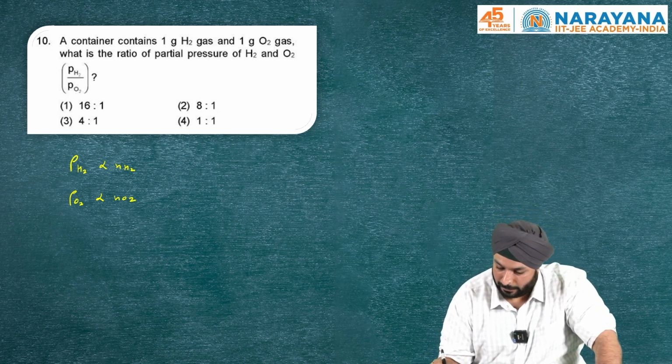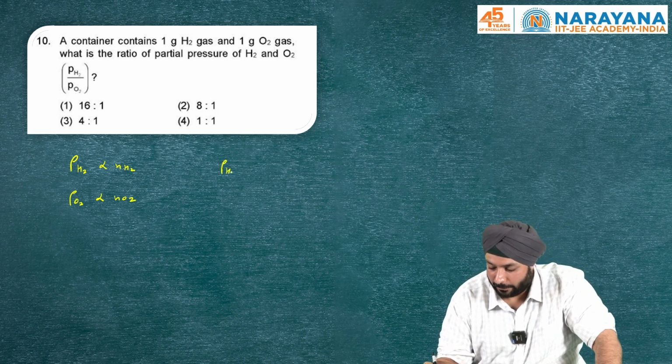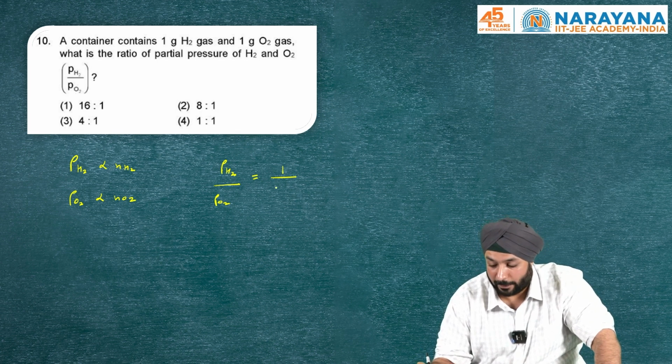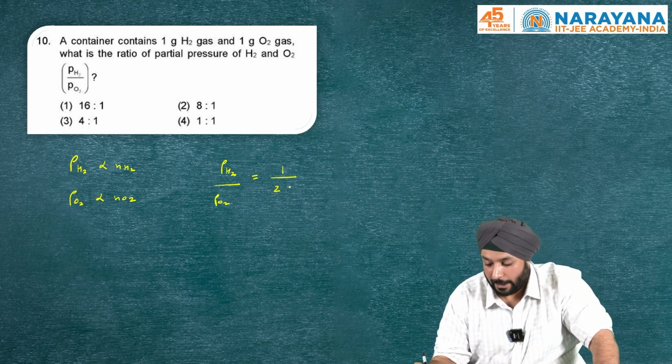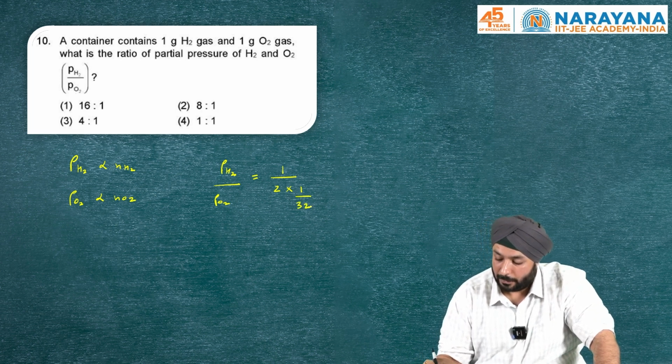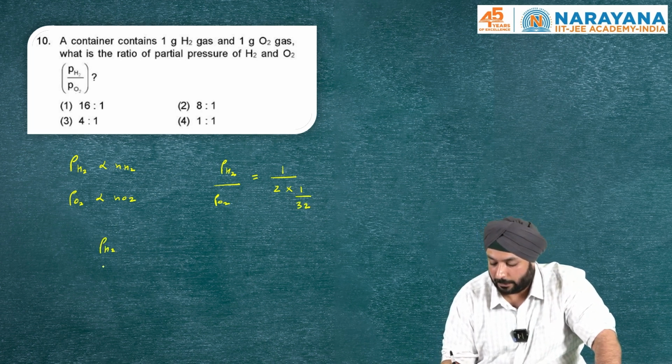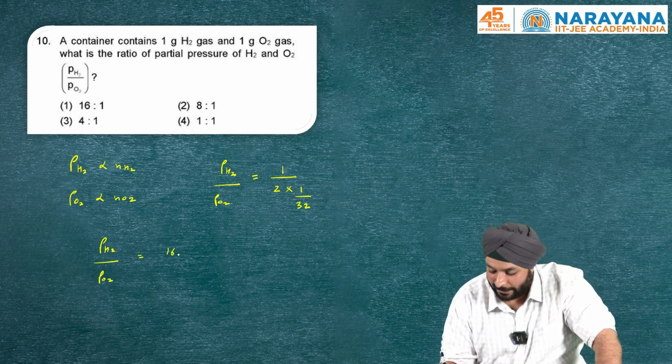Now here, partial pressure of hydrogen to the partial pressure of oxygen should be equal to number of moles of hydrogen, that is 1 gram divided by molecular weight. What is the molecular weight of hydrogen? 2 grams, and into number of moles of oxygen is 1 gram divided by, what is the molecular weight of oxygen? 32. So partial pressure of hydrogen to the partial pressure of oxygen comes out to be 16. So the actual answer should be answer 1.